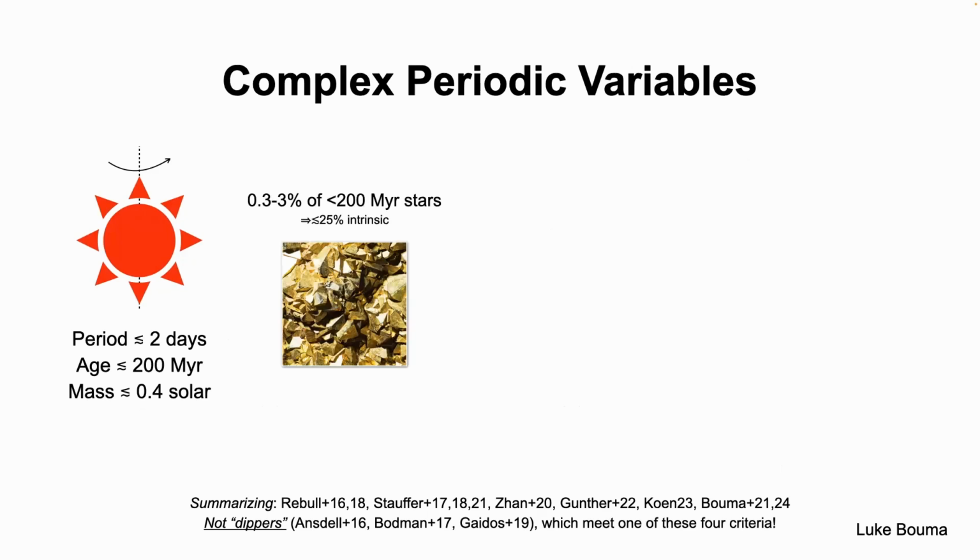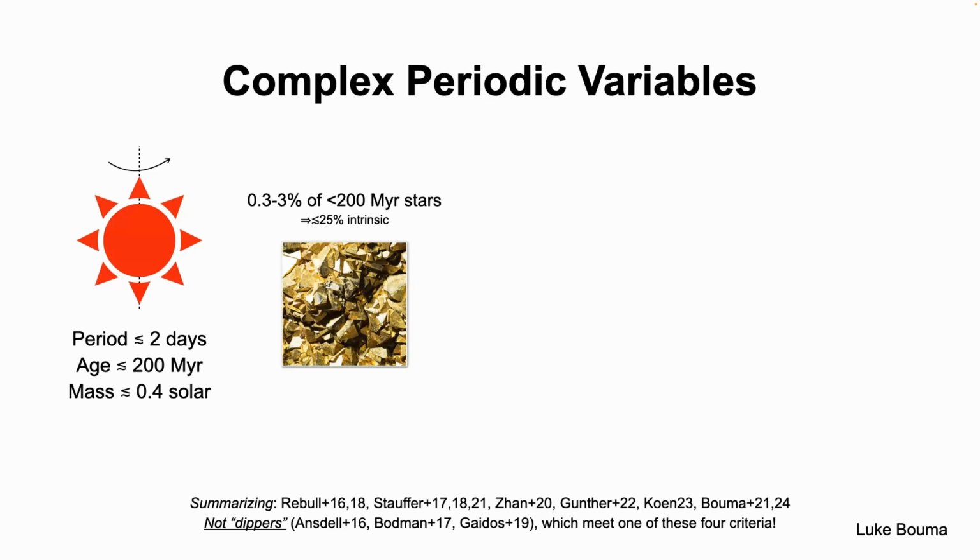The phenomenon that we see isn't particularly common, but we're not yet sure whether or not that's an intrinsic effect or just an observational bias. In other words, we see transiting planets around about 1% of stars. We similarly see this complex periodic variable phenomenon around about 1% of M dwarfs. If there's a line of sight viewing requirement to see the phenomenon edge on, then the intrinsic abundance of stars that do this could be about 10% of M dwarfs below a couple hundred million years.